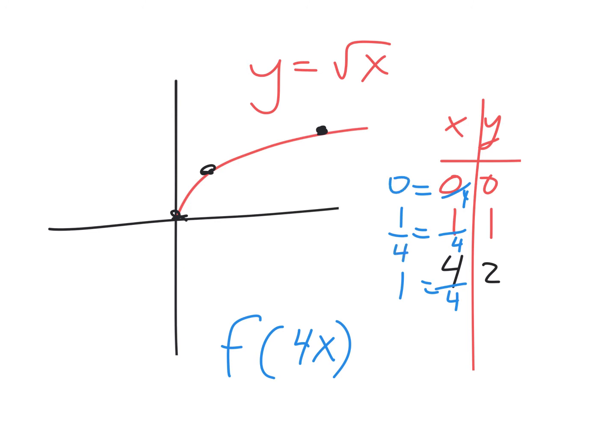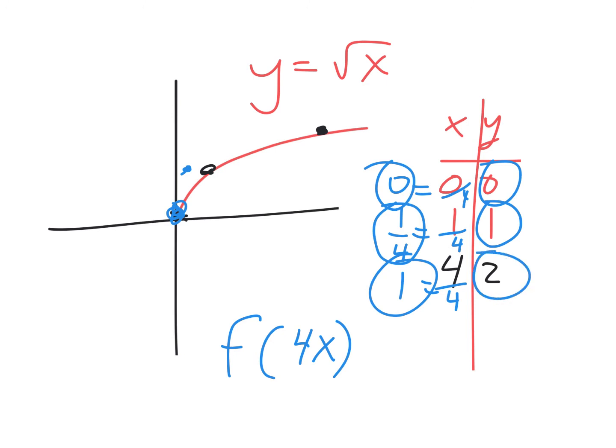And if I graphed this new thing, I'd be graphing 0, 0. Well, that's in the same spot. And I'd be graphing 1/4, comma 1. Ooh. 1/4, comma 1 is like there. And I'd be graphing 1, comma 2. It's like the whole root got scrunched down that way. Horizontally shrunk.